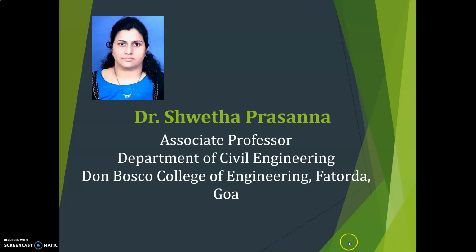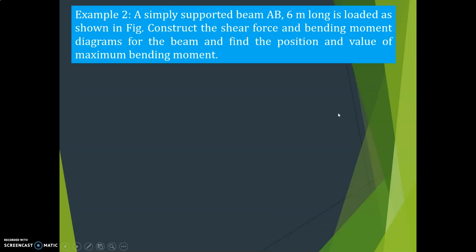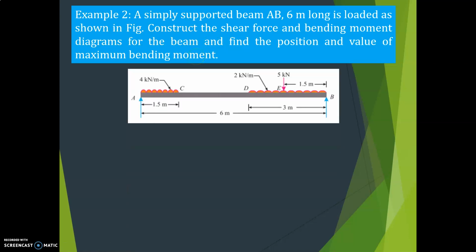Hello, my dear students. We'll take one more example, how to find shear force values and bending moment values and to draw the shear force and bending moment diagram. A simply supported beam AB, 6 meter long, is loaded as shown in the figure. Construct the shear force and bending moment diagram for the beam and find the position and value of maximum bending moment. This is the beam given, AB of length 6 meter.